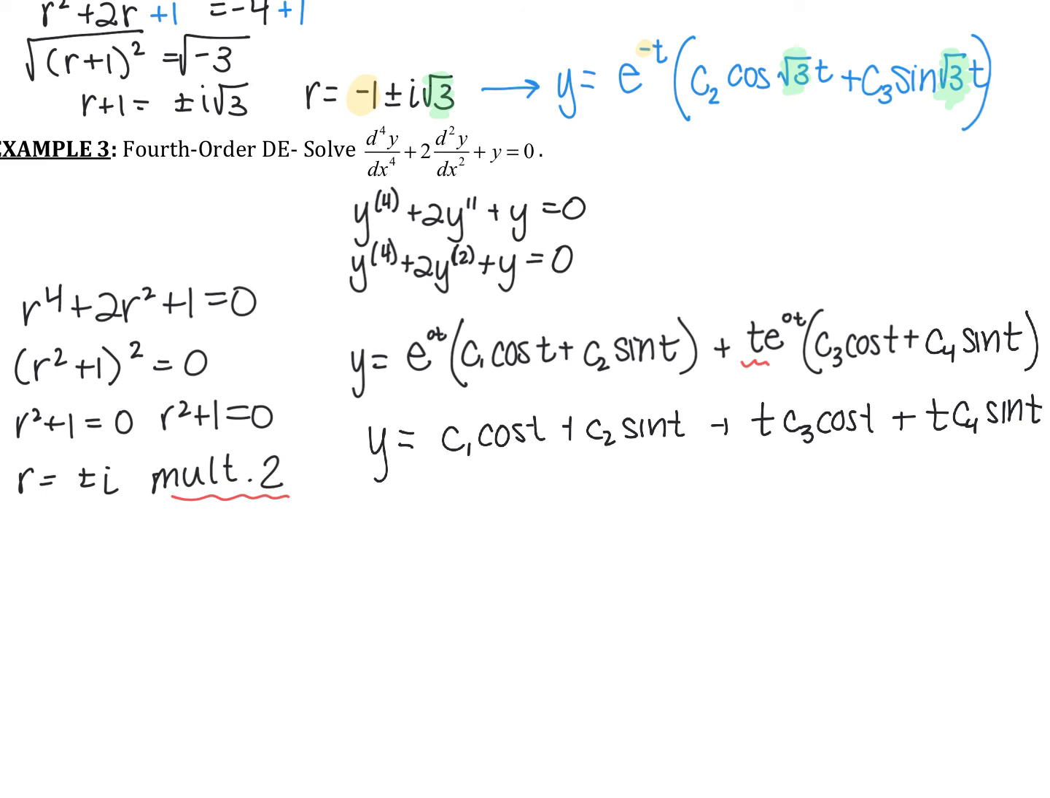And this repeated root has that extra t in it. So for repeated complex roots, we just repeat the idea of complex, but then add in the idea of a repeated root. See, it's not so bad, right? Okay, great.